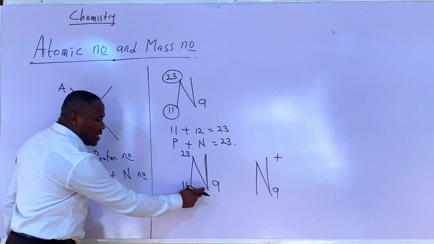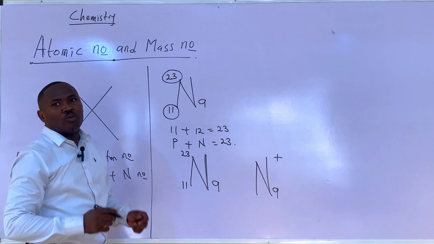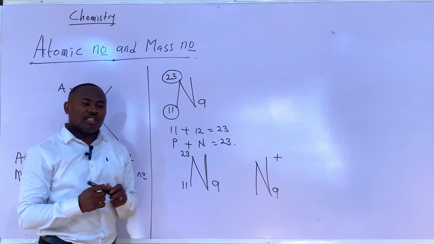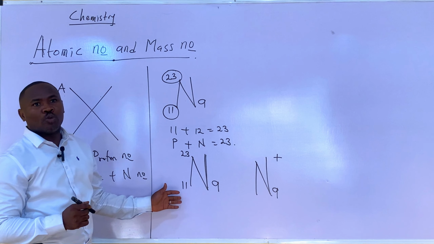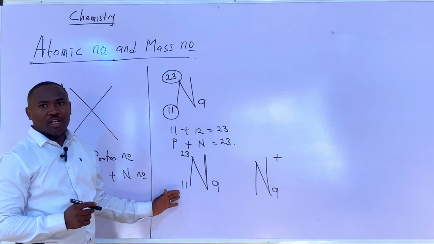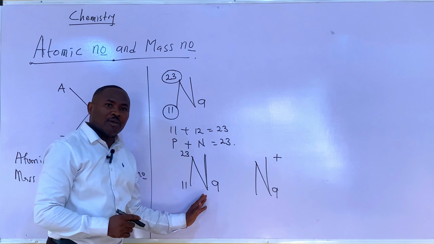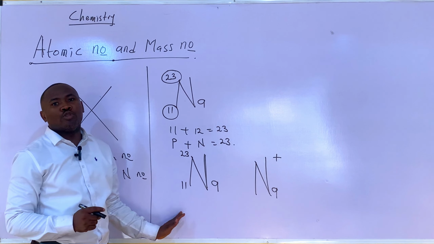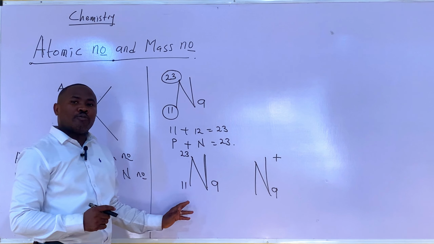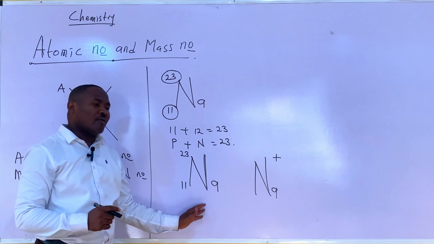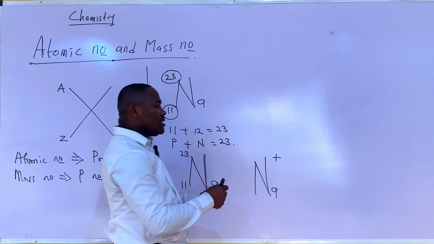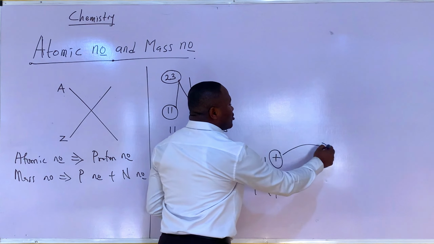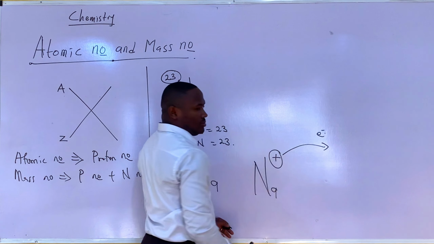So for this case, the number of protons, which are positively charged, is equal to the number of electrons, which are negatively charged. So the atom of this element is existing in a neutral state. So an atom is said to be neutral when the number of protons is equal to the number of electrons. But for this case, this atom is giving out one electron.